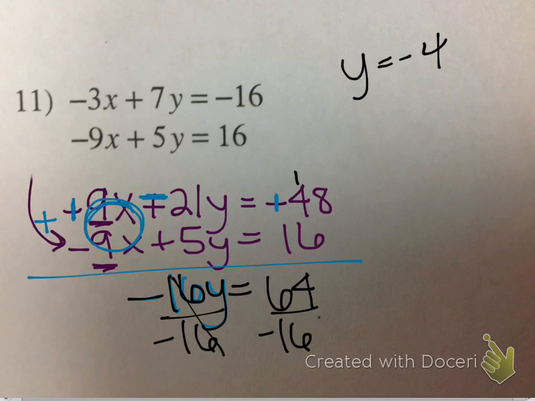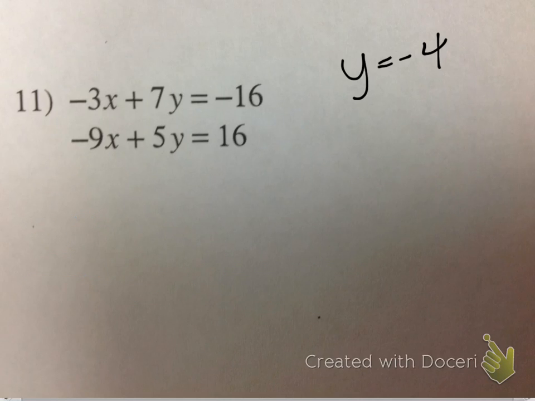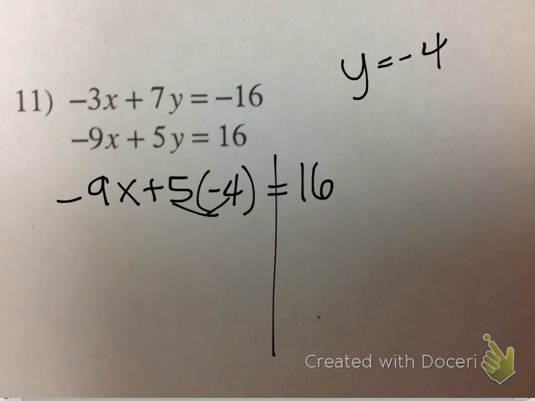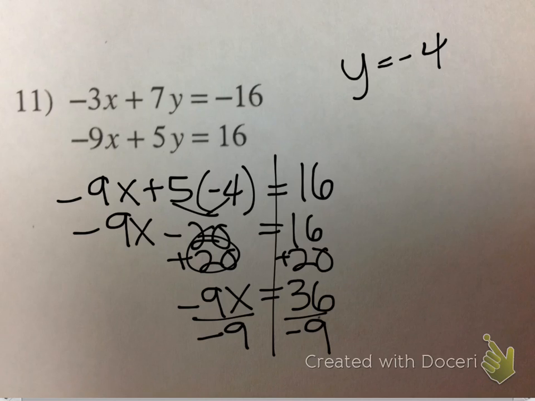All right, since we know that y is negative 4, I'm going to plug in negative 4 into one of my equations. So I pick the bottom. So we got negative 9x plus 5 times negative 4 equals 16. Here we got negative 20 equals 16. Negative 9x, so we add 20, add 20. So negative 9x equals 36. Divide by negative 9, and x is going to equal negative 4.